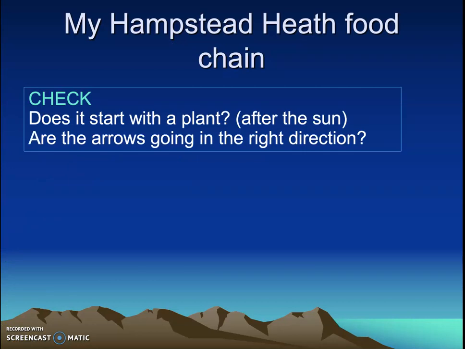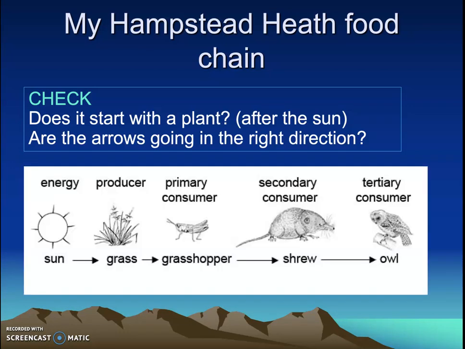Okay, so let's have a check of our work and see if we've managed to rearrange that food chain in the correct order. Just before I give you the answer, just remember, does it start with a plant? That comes after the sun, as I mentioned, and are the arrows going in the right direction? So this is our Hampstead Heath food chain.